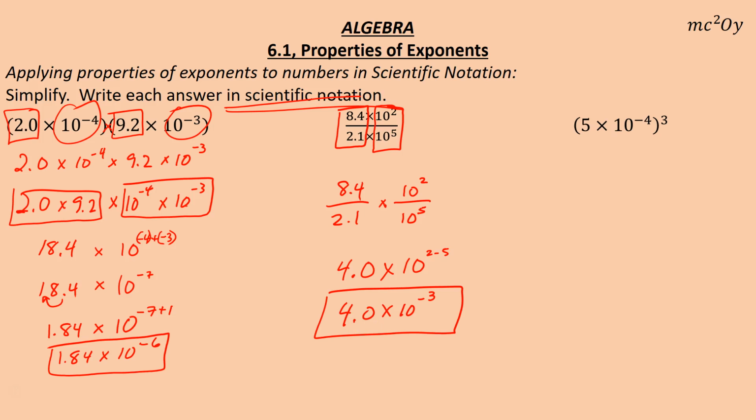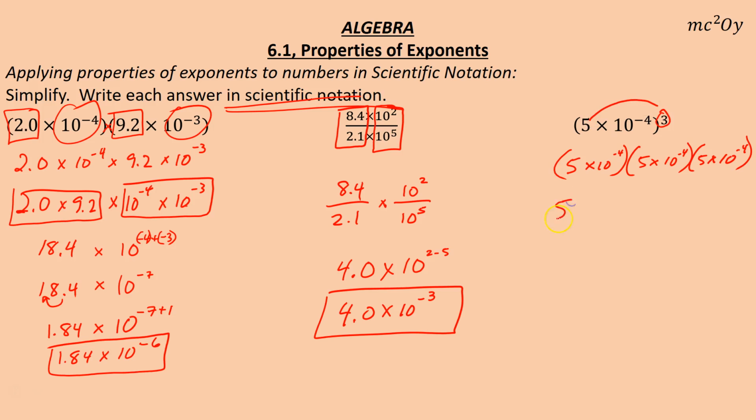The very last one here, we're going to bring in the power of 3. This just says you have 3 of these things. So I'm going to write it expanded just really quick. It says I have 5 times 10 to the negative 4, 3 times. Writing that out is a pain, so just remember your power properties.